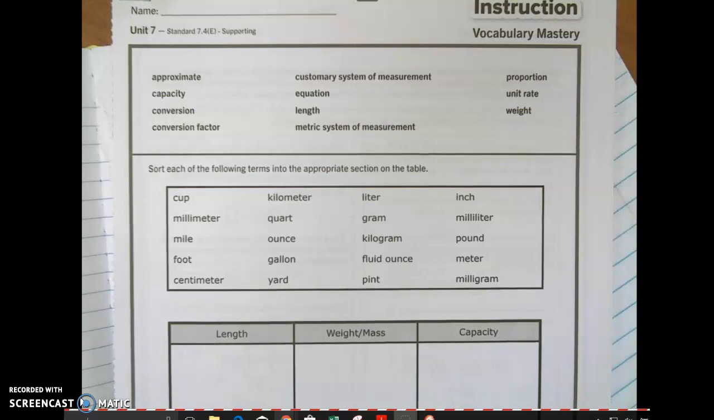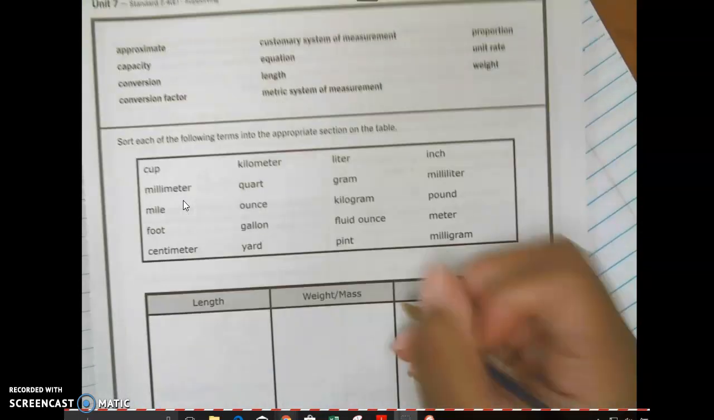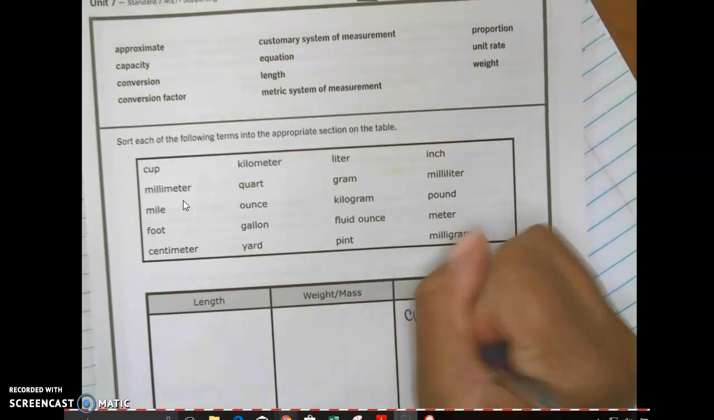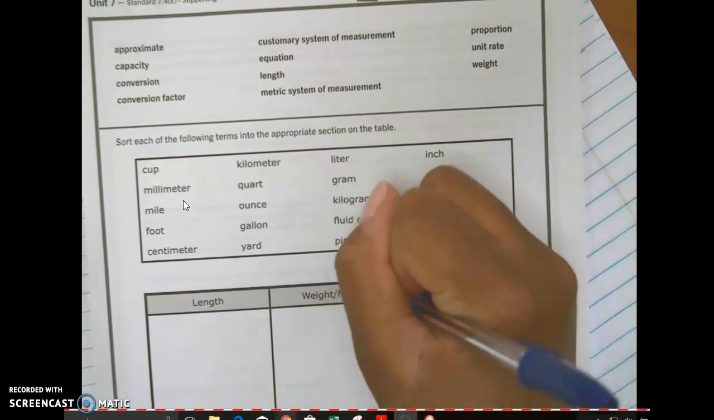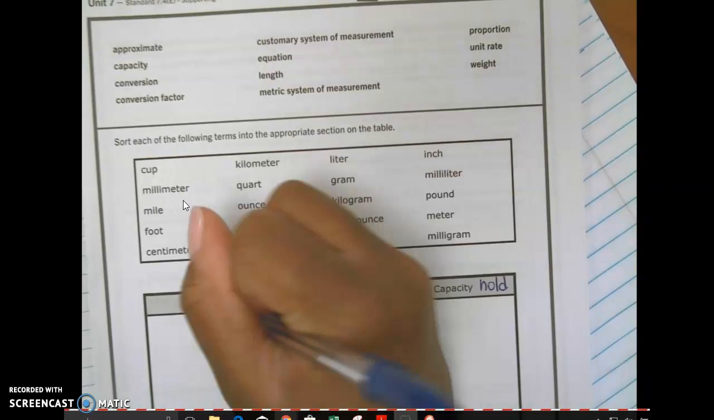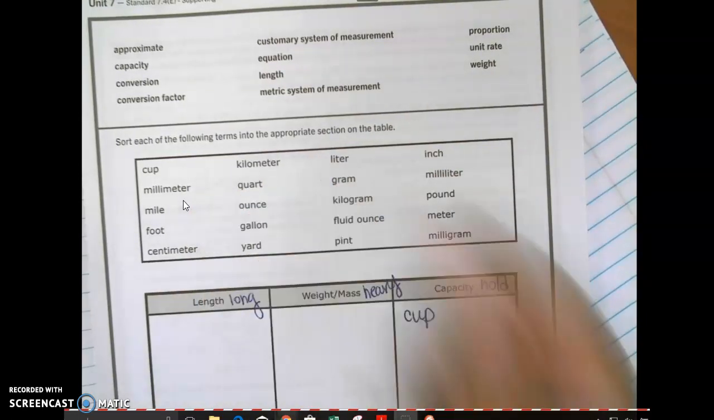Okay, looking at the next box, it says sort each of the following terms into the appropriate section on the table. Cup. Weight, capacity, or length? We can't say this is about a cup heavy. Capacity. So capacity is how much something can hold. Weight is how heavy something is. And length is how long things are. Okay?